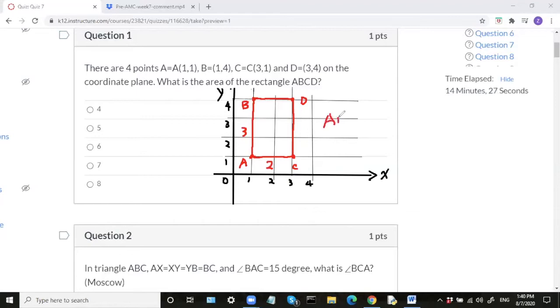So the area equals 3 times 2, so equals 6. Okay, the answer is 6.